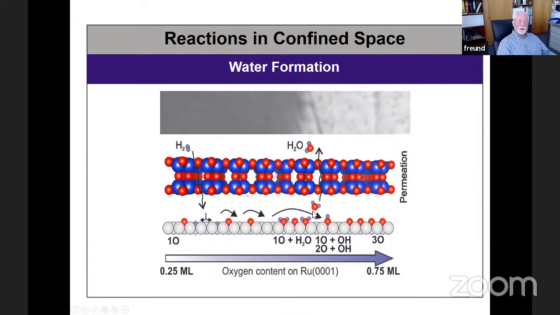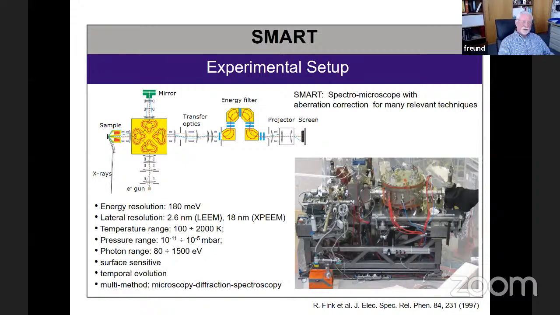And we study this with a particular technique that is connected with a synchrotron study that we have built up, this beamline. We call it the smart microscope. Here is the sample. Those are the X-rays coming in. They excite the electrons, and the electrons go through a beam splitter and are aberration corrected through a mirror system, and then energy analyzed and then imaged on the screen.